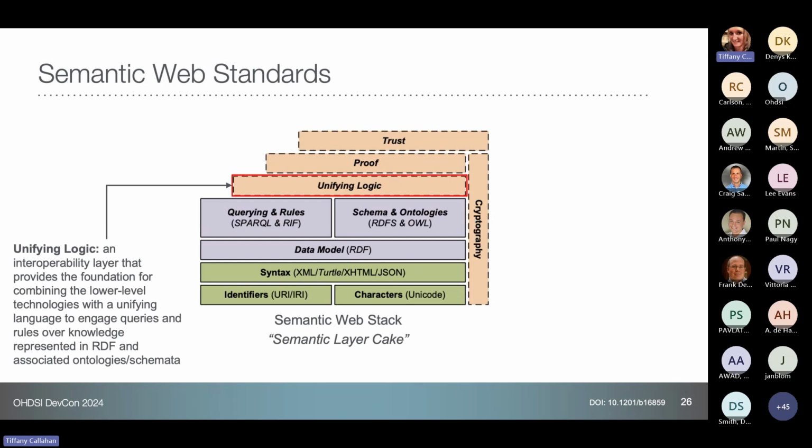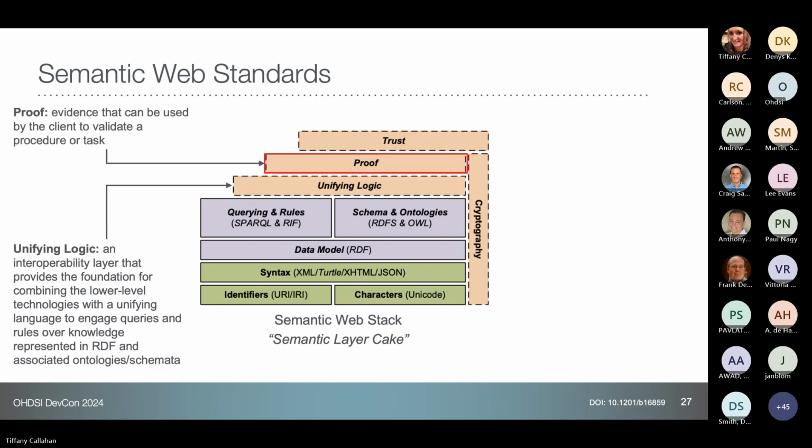So assuming that you've built your cake properly, it allows you to unify logic. This works as an interoperability layer that provides the foundation for combining lower level technologies with this unifying language to engage queries and rules over your knowledge base. And by having unifying logic, it enables you to establish proof or to derive evidence that can be used by a system to validate a procedure or task. So that's why these things are all building on each other.